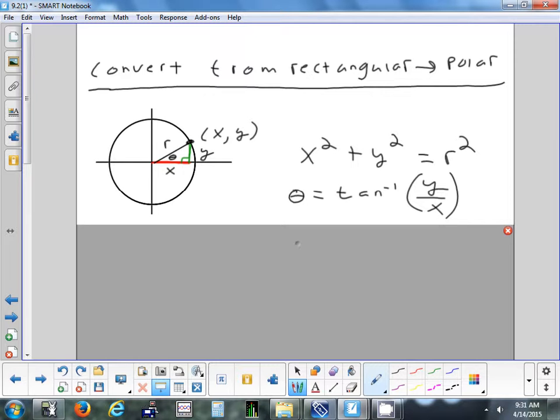Remember that? Think about the graph of tangent. Where do you have vertical asymptotes? Or think about the graph of inverse tangent. Where do you have horizontal asymptotes? Think about it either way.